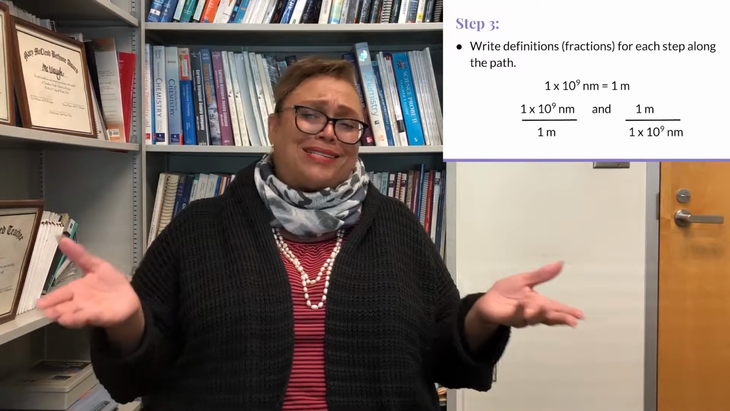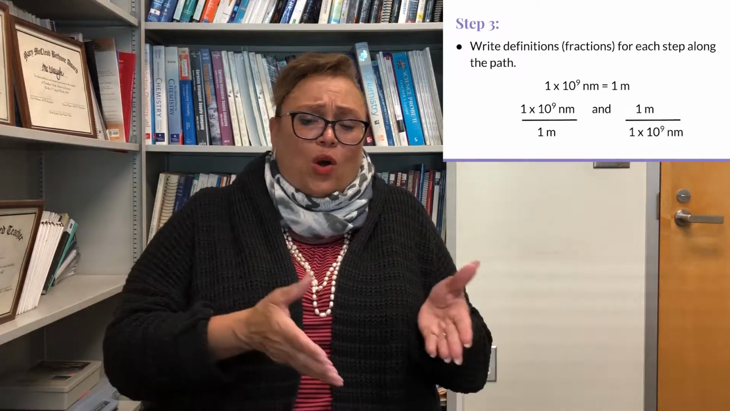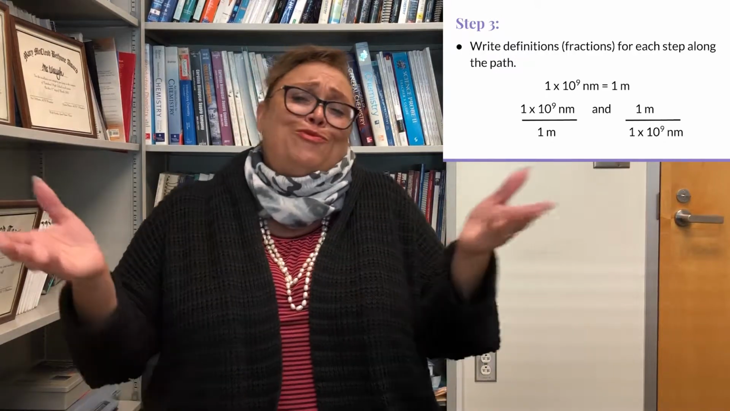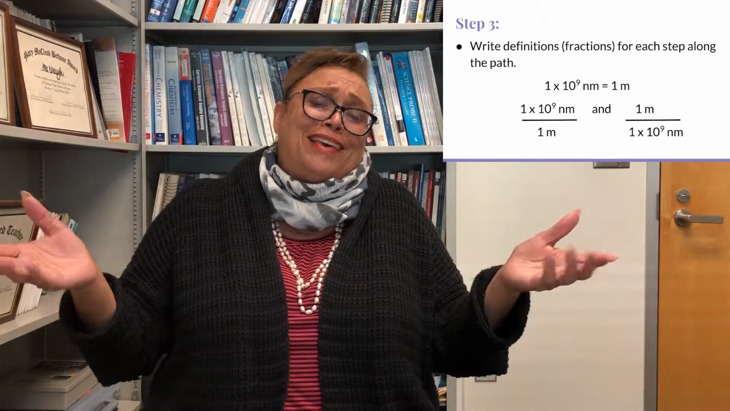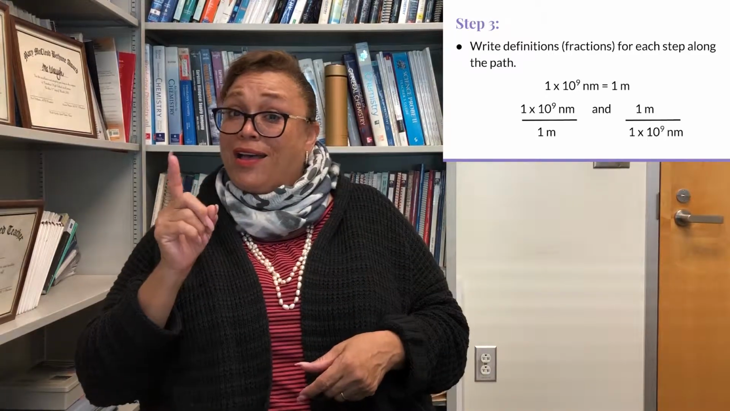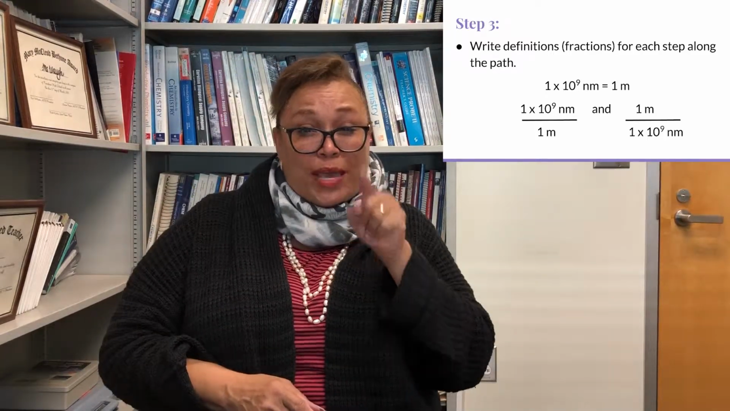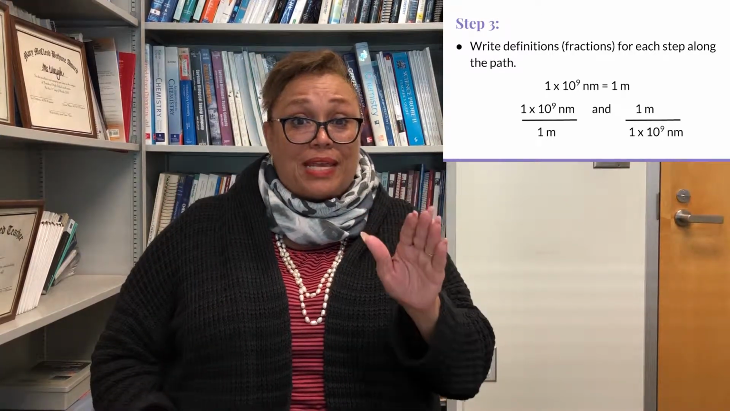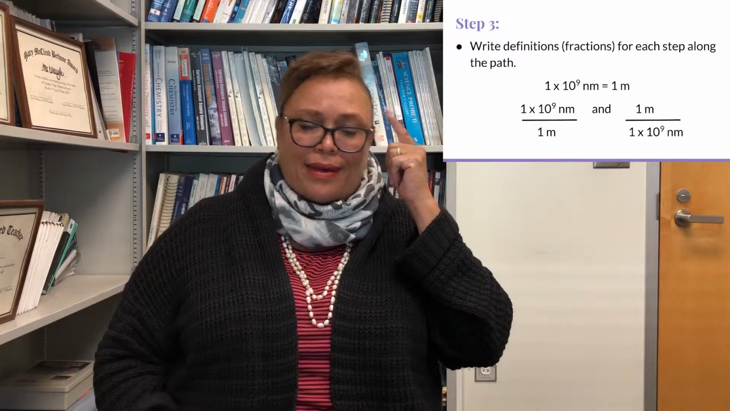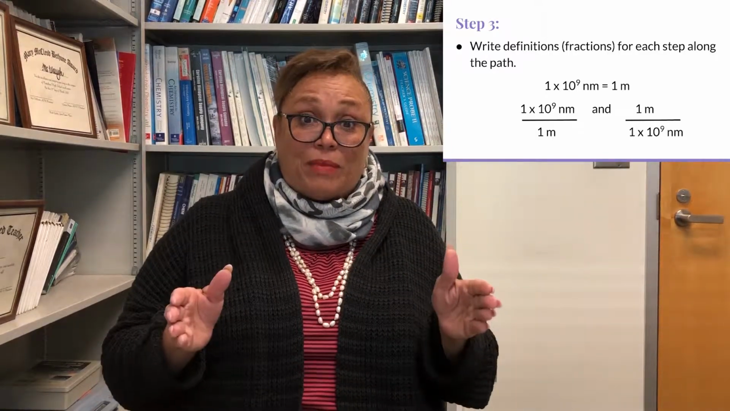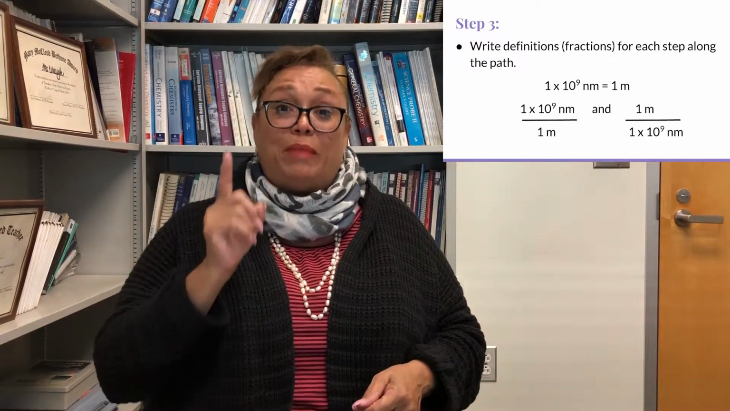Okay, this is a simple one, right? The only thing I'm doing is I'm going from a nanometer to a meter. And you know your SI prefixes. You know that it takes a whole bunch of little things to make one big thing. And a nano is smaller than a meter. So 1 times 10 to the what? 9. 1 times 10 to the 9 nanometers is equal to 1 meter.